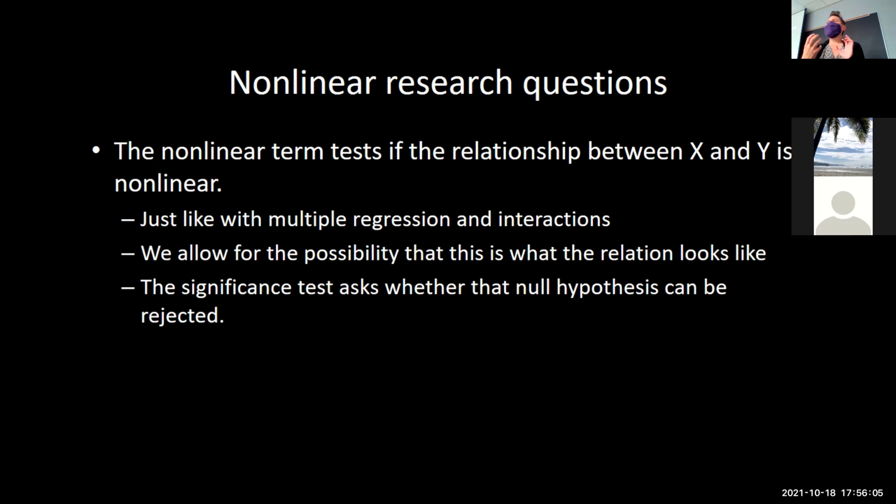remember we talked about interactions as freeing up the restriction that it was the same for everybody? This is like freeing up the restriction that the line is straight. So we're testing, can we give up that degree of freedom to allow that relation to be less straight or not? And so the significance test is asking whether the null hypothesis is true, that the relation is not linear.